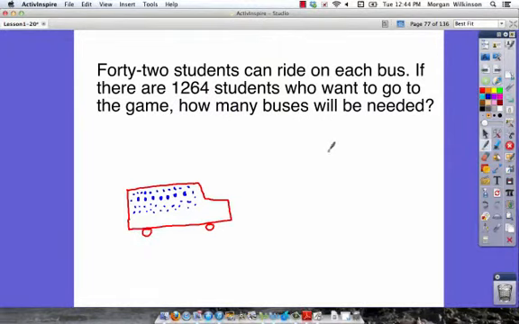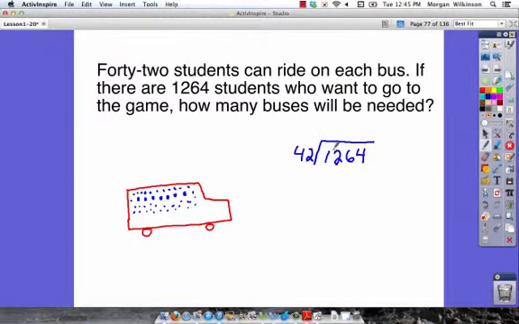So what we want to do in this problem is say 1,264. Since we have the opposite information, we're going to do the opposite operation. We're going to do division. 42 students in each bus. So now we can go ahead and solve. We're going to divide 1,264 by 42.